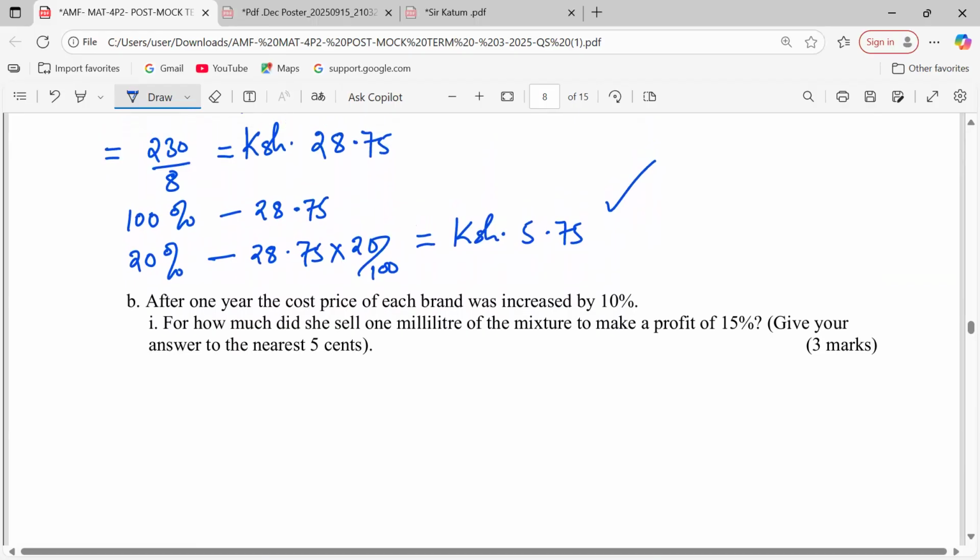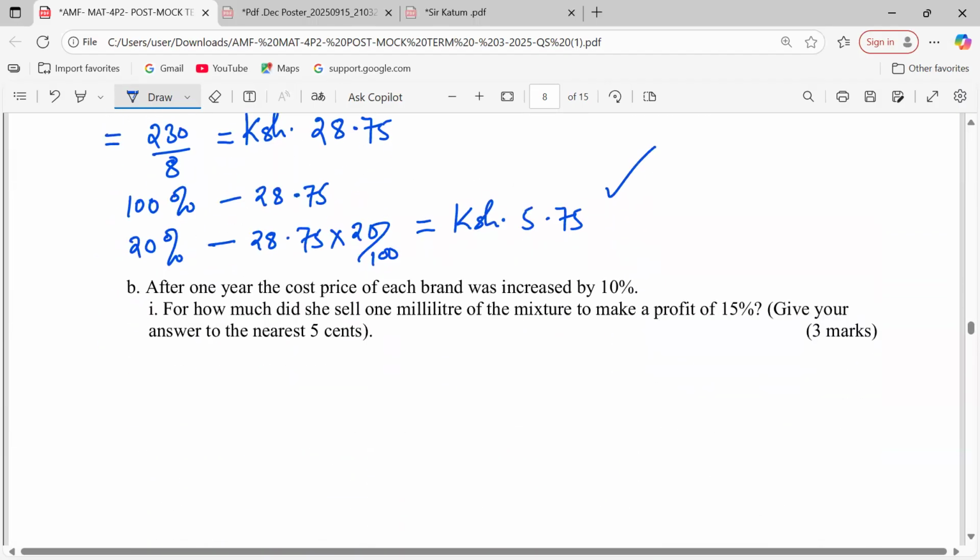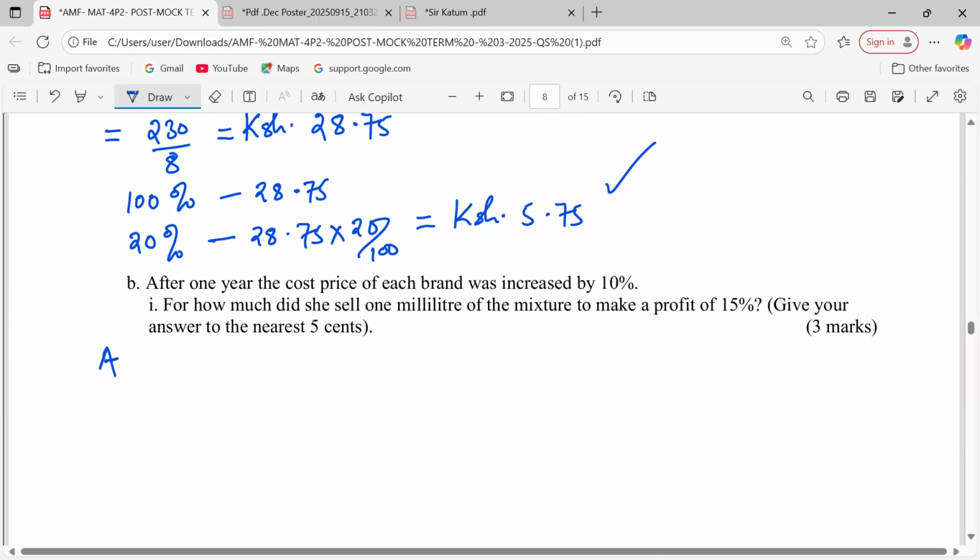Therefore now, brand A, instead of costing 25, increased by 10%. So brand A started costing, it was 25, so it increased by 10%. It became 110% of the original. So 25 by 110%, giving us 27 shillings and 50 cents.